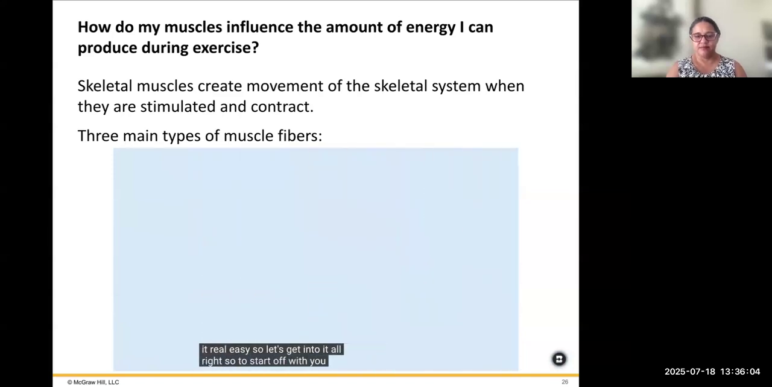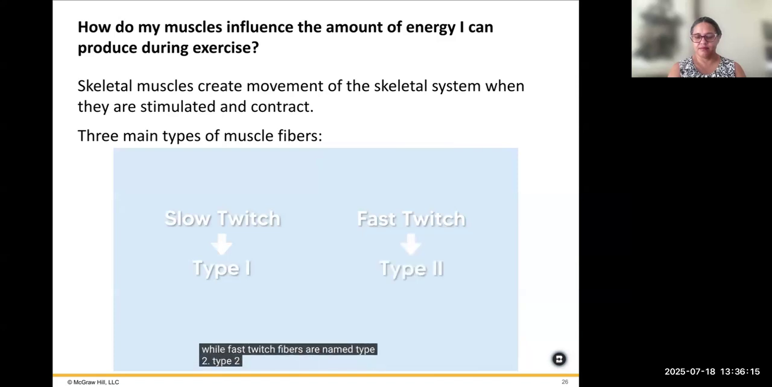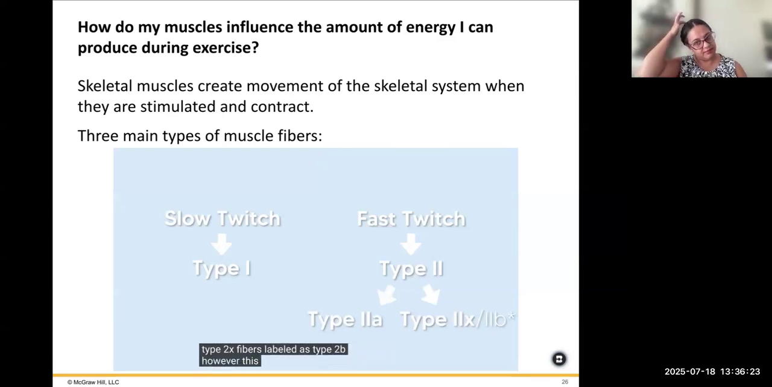All right, so to start off with, you probably heard that we have slow twitch and fast twitch muscle fibers. In medical terms, slow twitch fibers are named type 1, while fast twitch fibers are named type 2. Type 2 fibers are then subdivided again to type 2A and type 2X. You may see type 2X fibers labeled as type 2B. However, this is kind of an old way of doing things. Recent research shows that only animals have type 2B fibers. So to be the most accurate, really, we should be calling them type 2X.